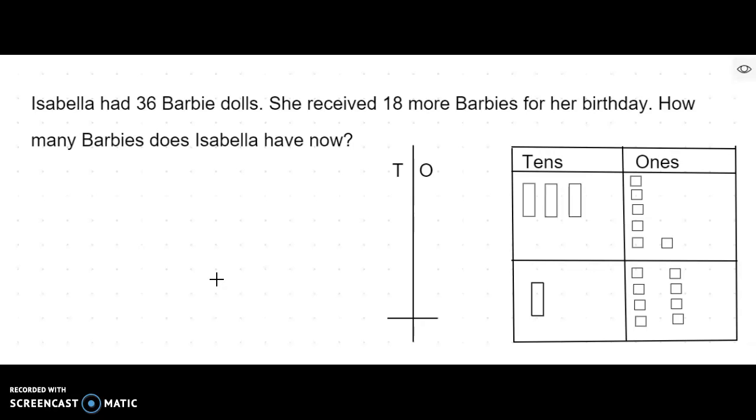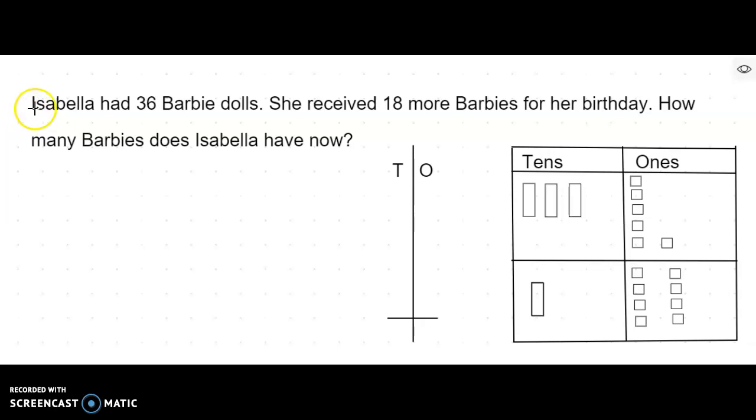We've spent the past week talking about and practicing regrouping in two-digit addition. I'd like us to review one last time with our word problem challenge from yesterday. So this is what I gave you yesterday. Let me read it again.